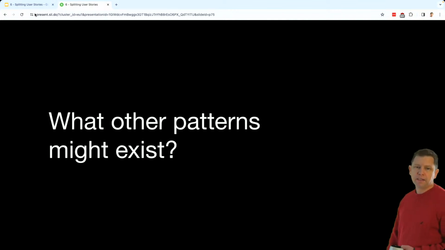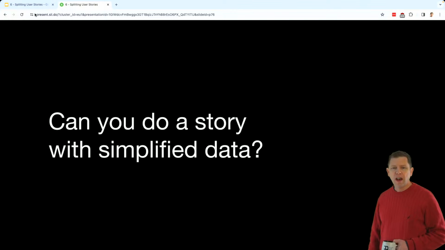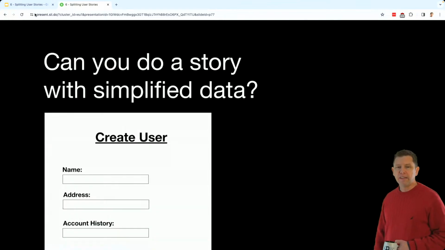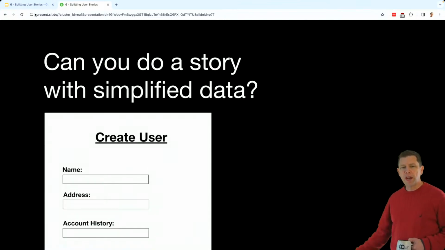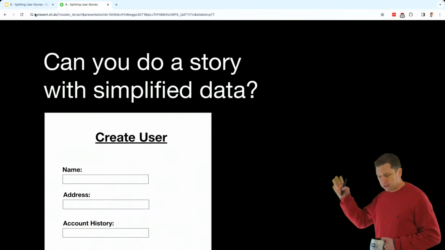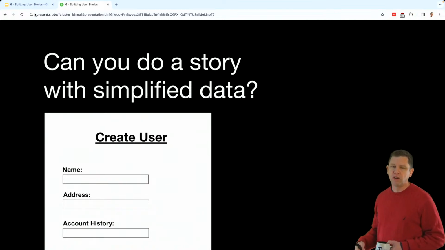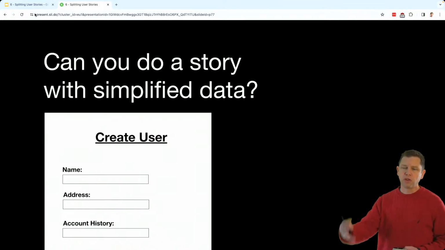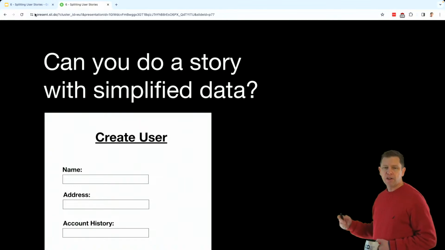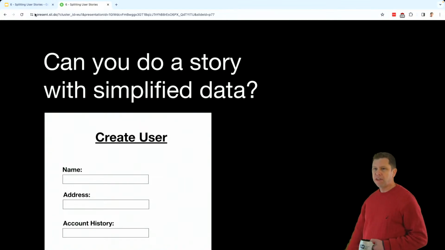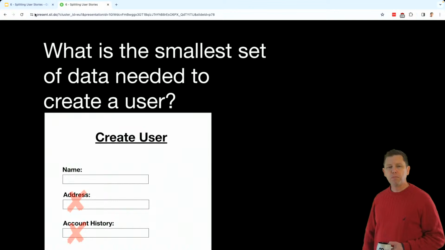What other patterns might exist? So can we do the story with simplified data? So here's an example. We're going to create a user here. And this is a pattern I see lots of times that tries to split a story. We need to create a user, get it into the system. Well, we've got name, address, account history, and there might be 20 other things we need about the user. But what if we get rid of these?